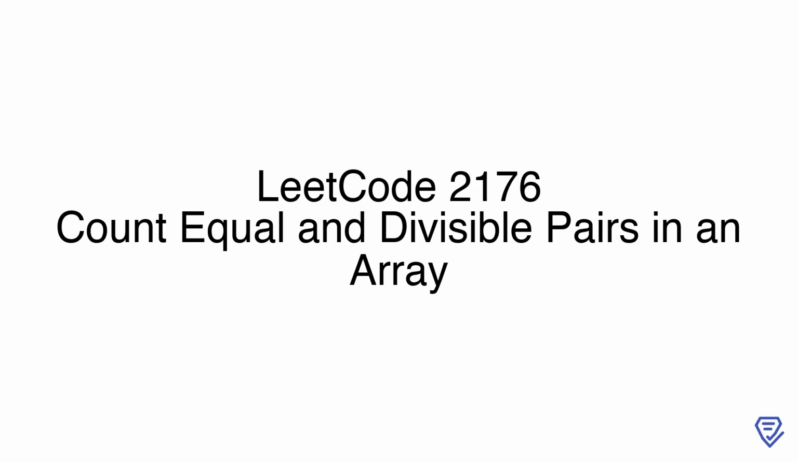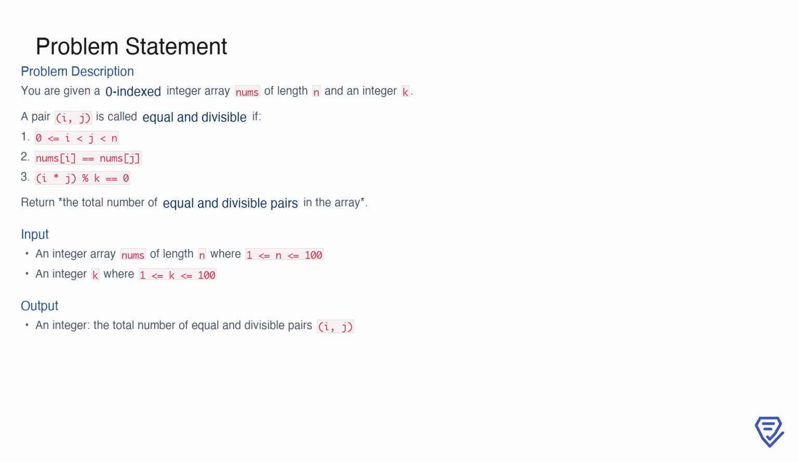Let's dive in. In this problem, we are working with a zero-indexed integer array called nums, which has a length of n and an integer k. The task is to find pairs of indices i, j, that meet three specific conditions.